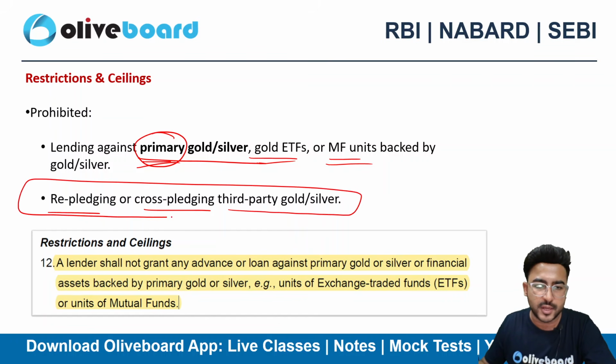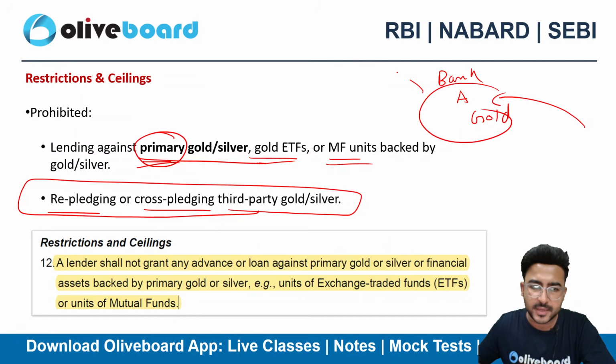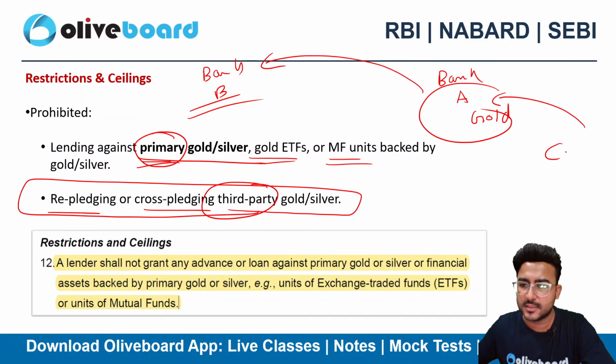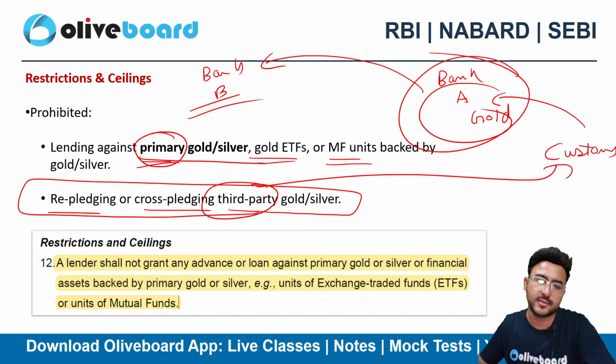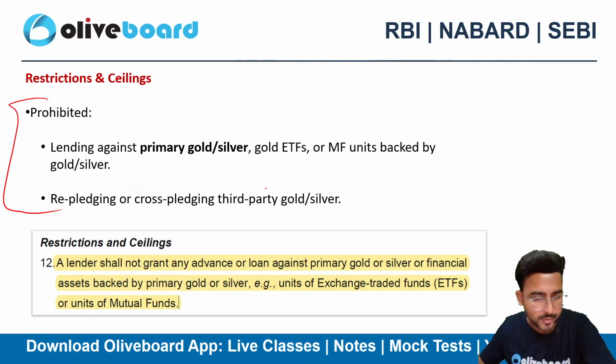Repledging or cross pledging third party gold or silver. Let's suppose you already have gold or silver. Let's suppose बैंक के कस्टमर ने आपको गोल्ड दे रखा है, you are now repledging it or cross pledging it with another bank. That's not possible, right? This is third party gold. This is the gold of the customer. How can you pledge it, right? How can bank A repledge it? That's not possible. So these kinds of situations are completely prohibited here.